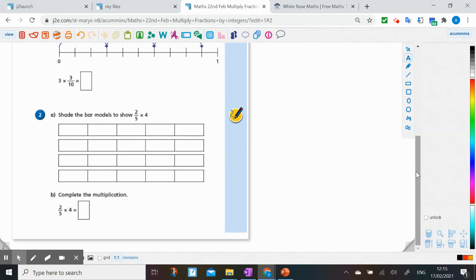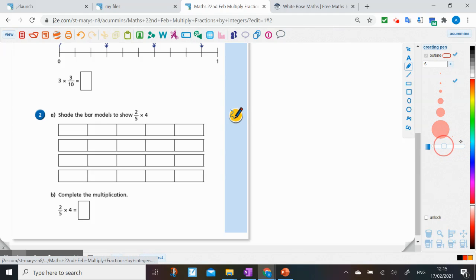For question 2A, use the pencil and the shading tool. So what's probably a good idea, make it transparent. Choose something a bit thicker. Shade the bar model to show 2/5 times 4. So this one's going to be 2/5. This one's going to be 2/5, and so on. And then B, complete the multiplication. So what is 2/5 times 4? How many fifths do you end up with in the end? And then do you at all need to convert that to a mixed number?